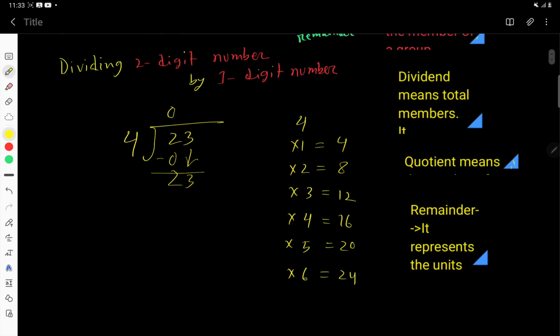So 4 goes into 23 how many times? We have to consider this 5 times. So 5 times 4, 20. If you subtract, then you are getting 3. So our result is 5, remainder 3.